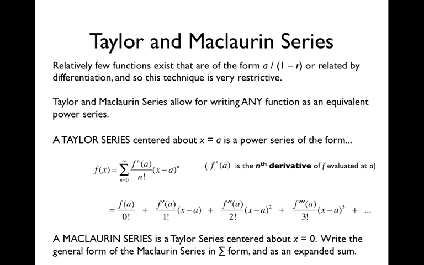So now I want you to write both the summation form and what it means for a Maclaurin series. It's a Taylor series when a equals 0. So what would the summation form and the expanded form of a Maclaurin series be? Go.